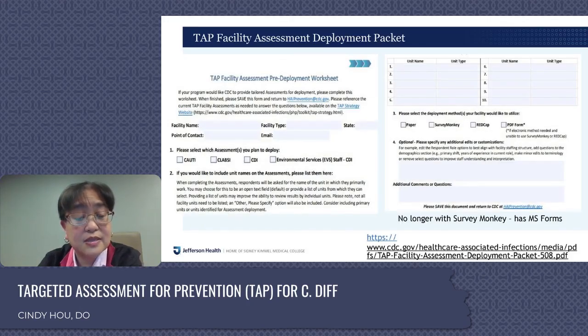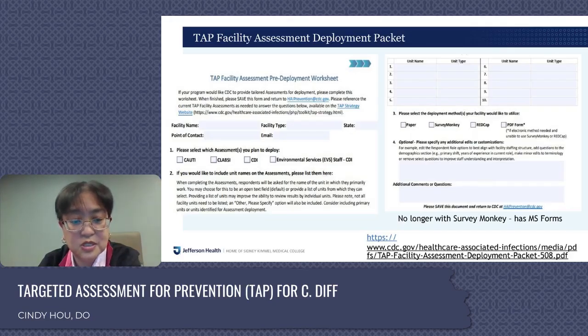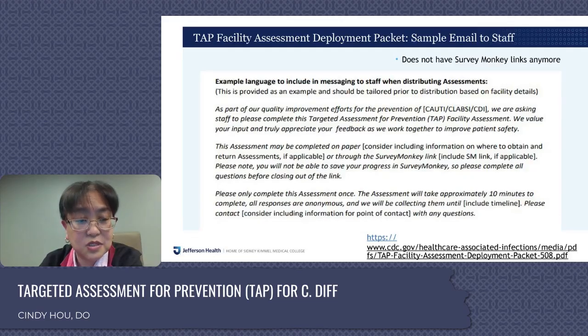So the CDC provides a TAP facility assessment deployment packet because what can be customized are, for instance, the names of the units you have. So if your ICU is something random like ICU South, then it could be tailored compared to your ICU North and all of that. I will say that some of the historical documents on the CDC mention SurveyMonkey. I believe they don't have that any longer, but they do have MS Forms, which is a Microsoft tool. It also gives you an idea of what the email might say when you're trying to convince other people to do your survey assessments for free.